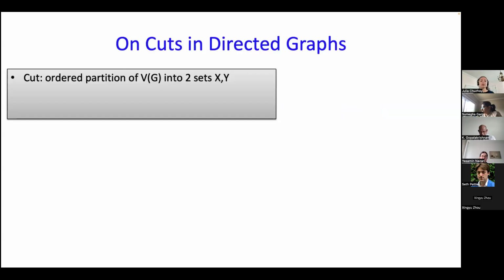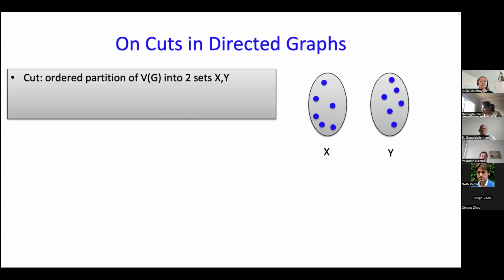So first, a few words about cuts in directed graphs. A cut is, as usual, a partition of vertices into two subsets, X and Y. But I'm going to distinguish between XY and YX, so the order is going to be important. And these are directed graphs, so we have edges in both directions.